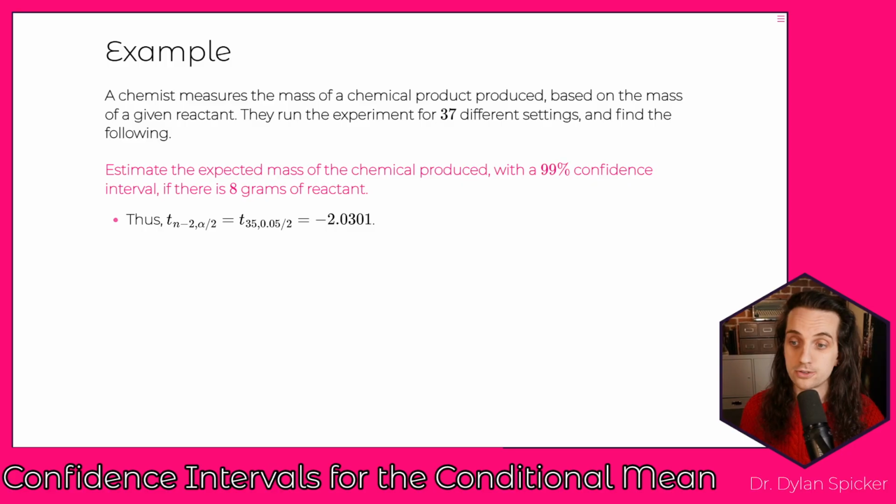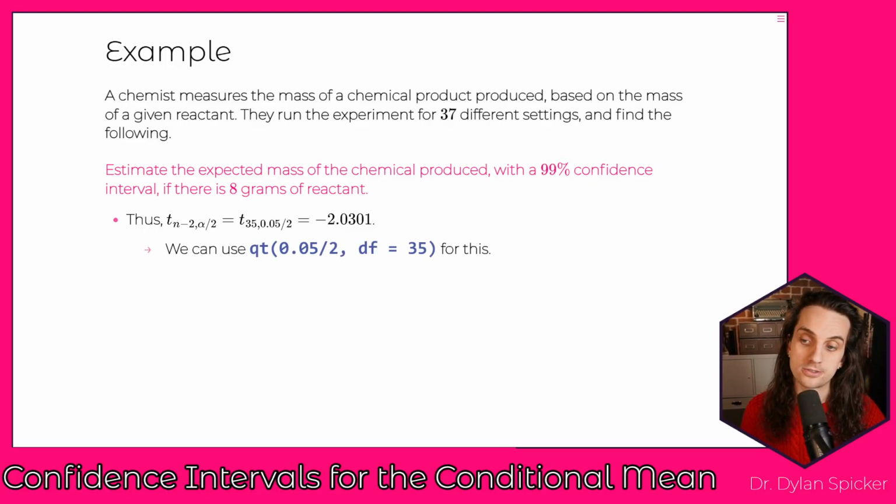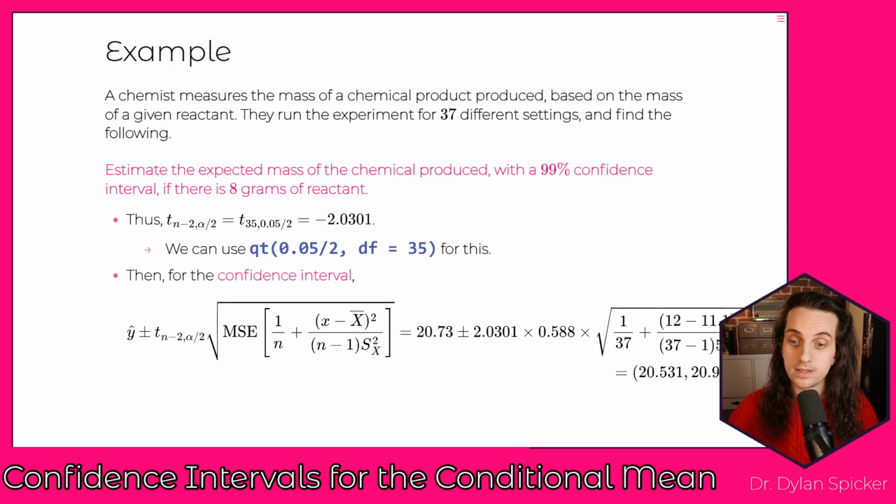That corresponds to a critical value of negative 2.0301. We can get this using our qt function. So qt is always going to give the critical value of the t distribution, 0.05 over 2, and degrees of freedom equals 35. Ultimately, that's going to output negative 2.0301. If we then want our confidence interval, we take our format here.